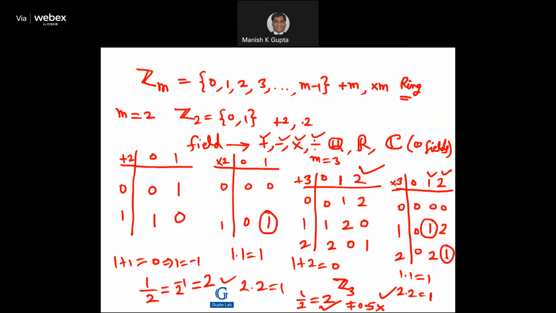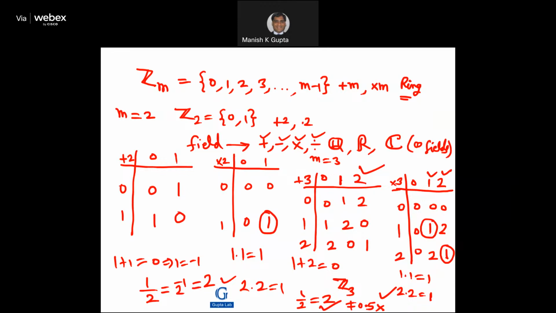For m equal to 2, we have the binary field, right? Z2. So what is a field? A field means a set where we can do all the four operations: addition, subtraction, multiplication, division. Well-known examples are the field of rational numbers, the field of real numbers, the field of complex numbers. So these three fields are examples of infinite fields, right? Because the number of elements is infinite. Q, R, C are three examples of infinite fields, right?